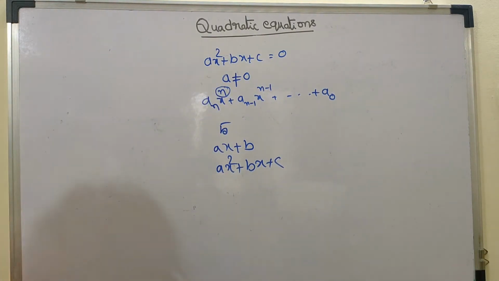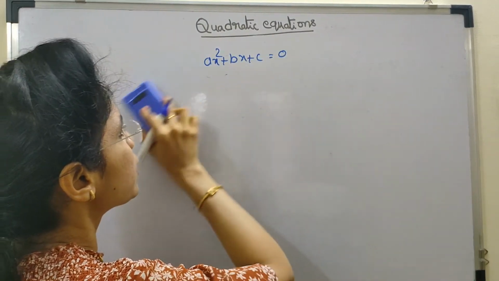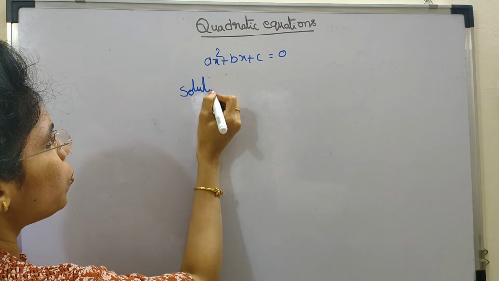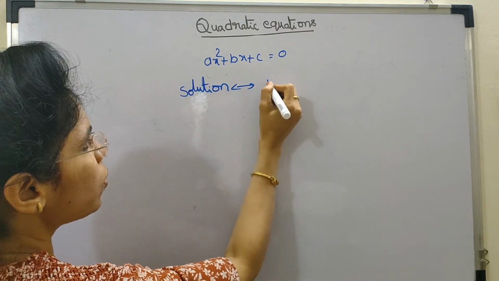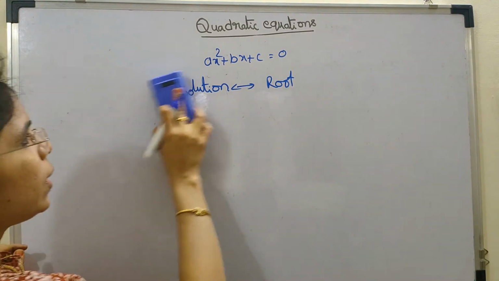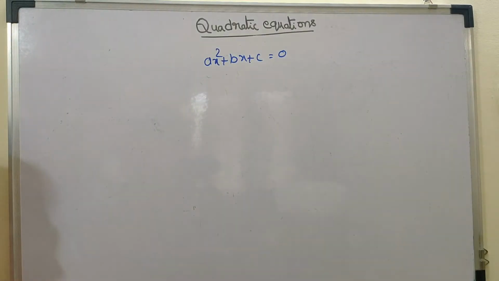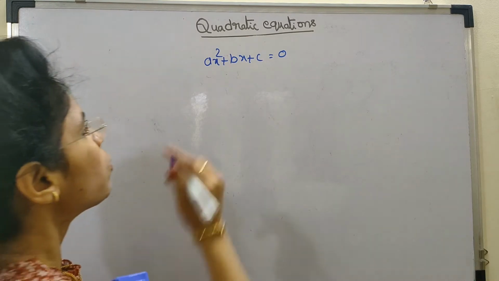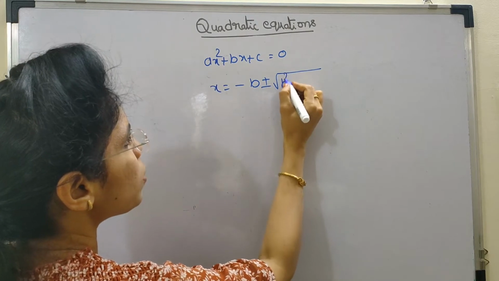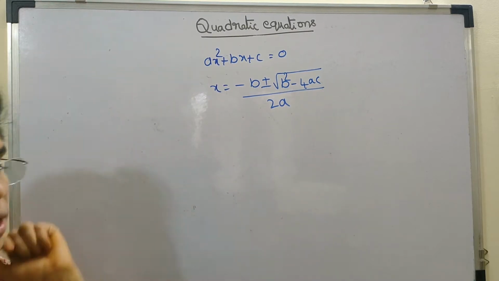And we know how to solve these quadratic equations, right? We know how to find the solutions of this equation. Here, instead of the word solution, we use the word root. What is the difference between root and solution? We will discuss it later. So here I am using the word root. How to find the roots of this quadratic equation? The most important formula is x = (-b ± √(b² - 4ac)) / 2a. By using this formula, we find the roots of this equation, right?